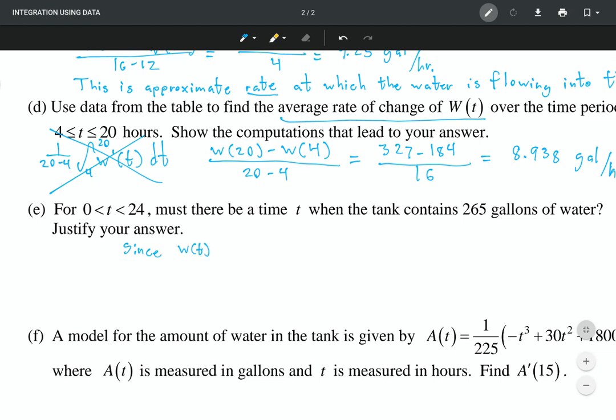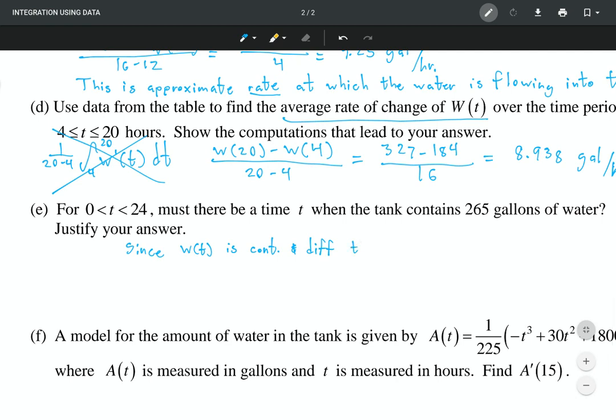Since W of t, and yes, you do have to say this, is continuous and differentiable, meaning there are no breaks, no peaks, nothing, then by the intermediate value theorem, which we can abbreviate to IVT, there must be at least one time where the tank contains 260.